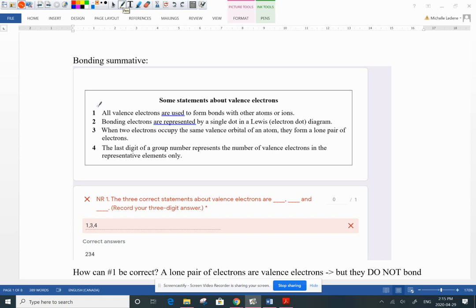Okay, we also had our bonding summative, and a lot of students got this numerical response question wrong. A lot of students selected 1 as a correct statement. It is not a correct statement. The correct statements are 2, 3, and 4.